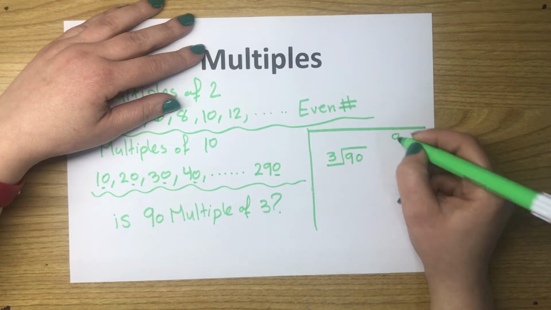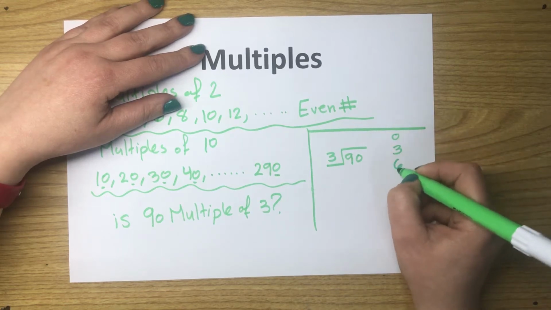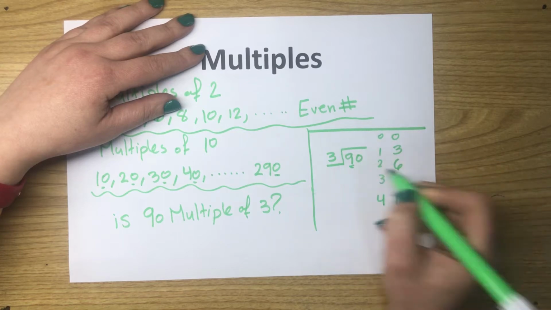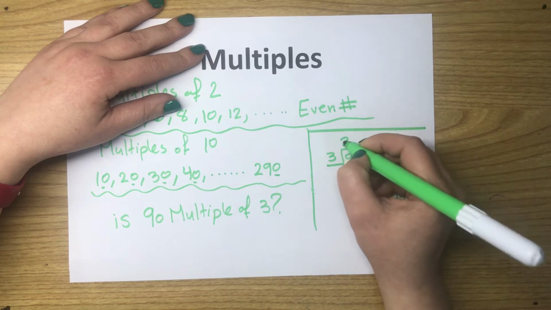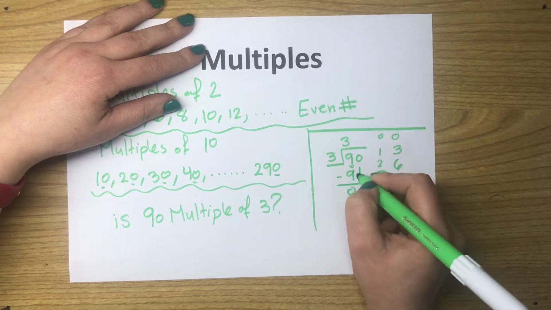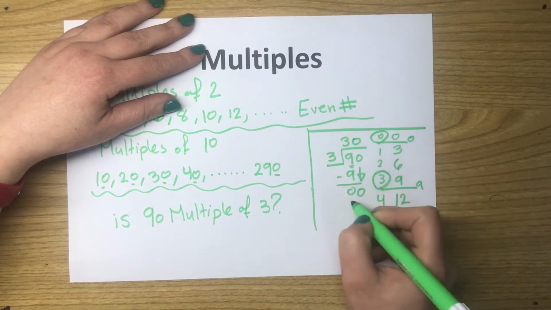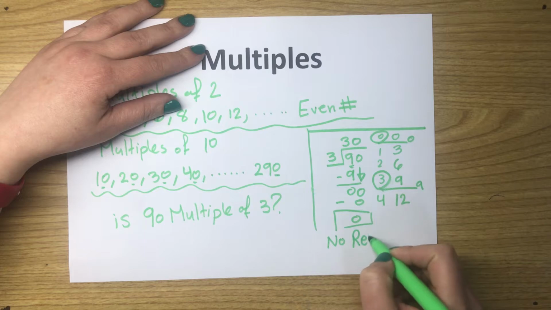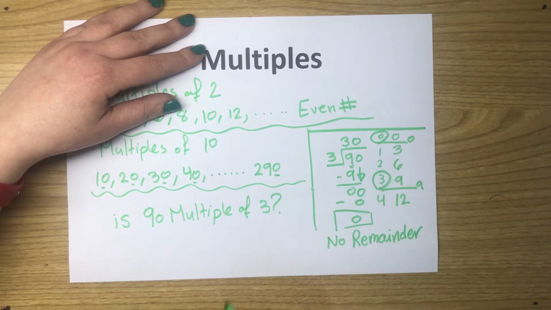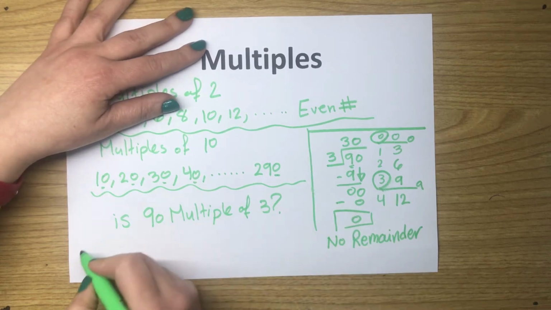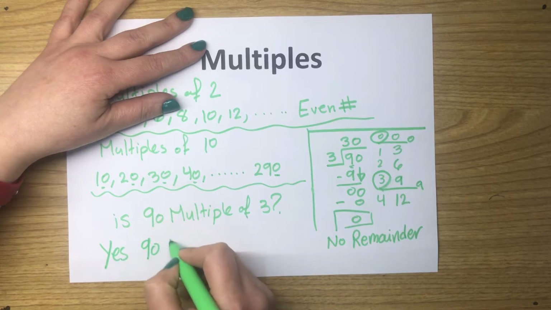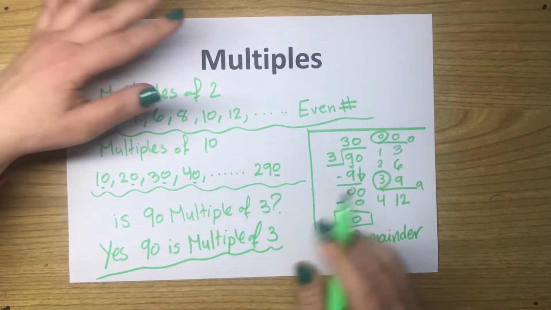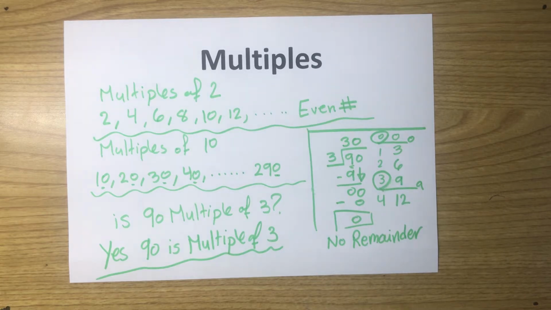Multiples of 3 are 0, 1 times 3 is 3, 6, 9, 12. So here's 9. 3 times 3 equals 9, remainder 0. Okay, since there is no remainder, the remainder is 0, that means yes, 90 is a multiple of 3.